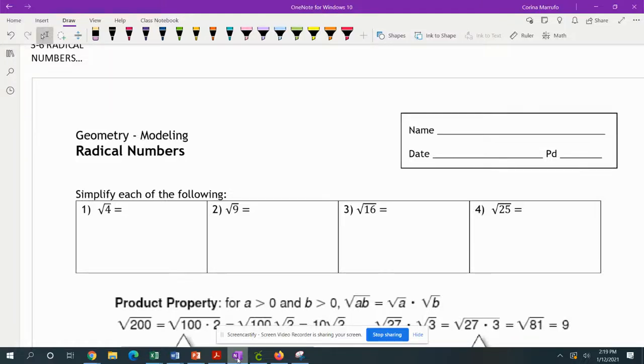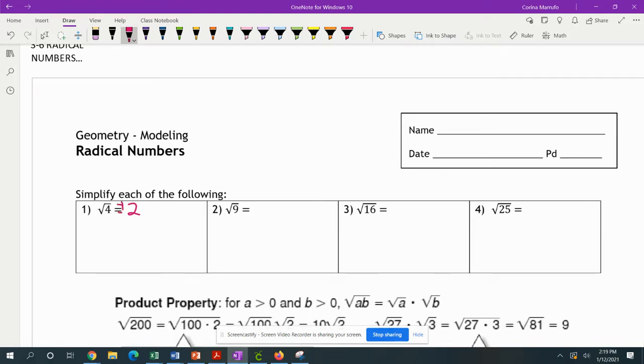So now we are going to review radical numbers, a little bit about radical numbers. Simplify each of the following. When we take the square root of 4, the square root of 4 is going to give us a whole number. The whole number is going to be 2. It's actually going to give you plus or minus 2.